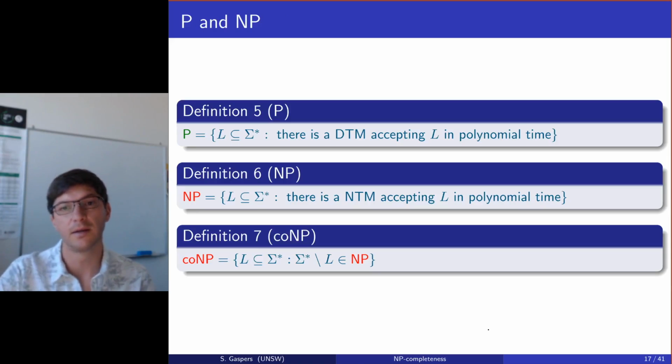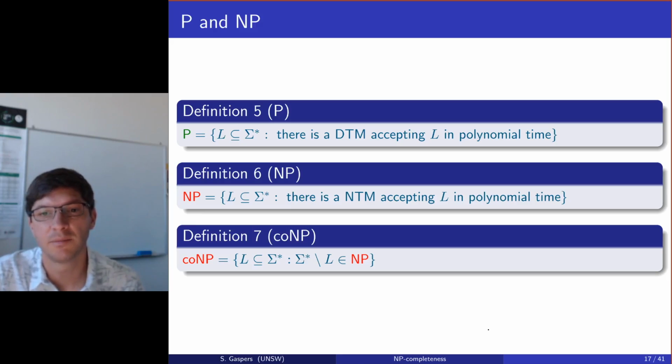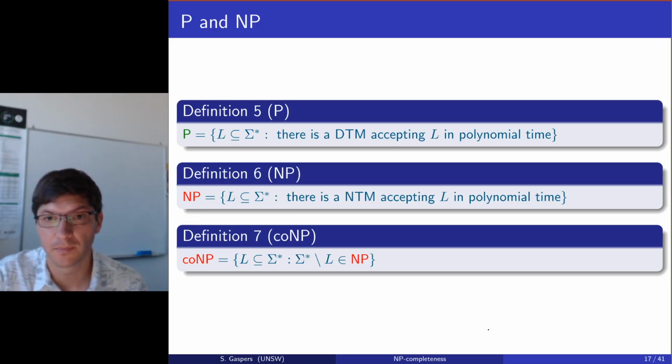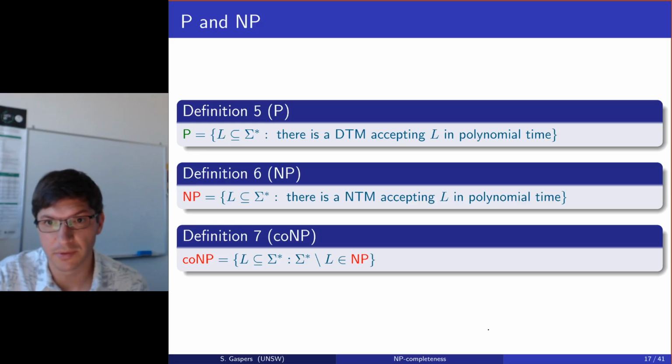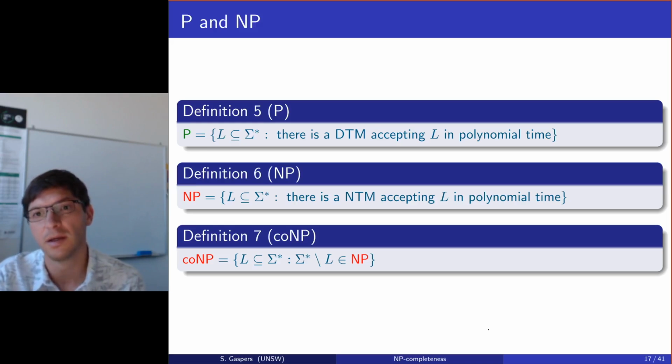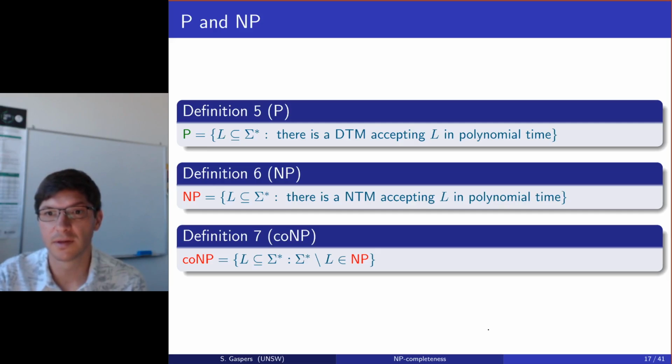Let's now define P, NP, and co-NP. Okay, so P, what is it? So we know already P is a set of decision problems. So it's a set of problems, and we define P as the set of decision problems, so those languages, such that there's a deterministic Turing machine that accepts this language in polynomial time.